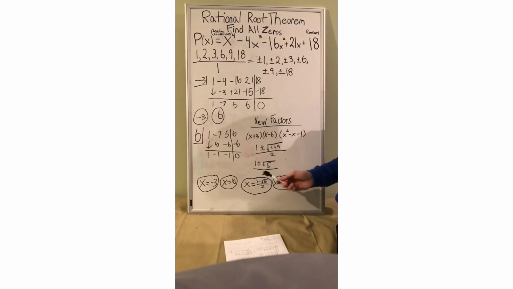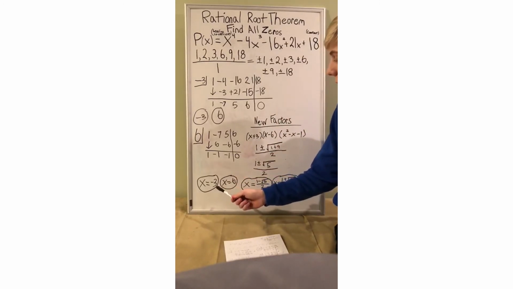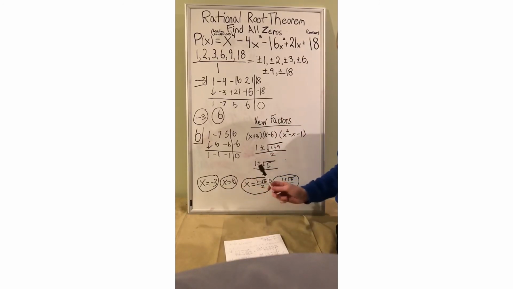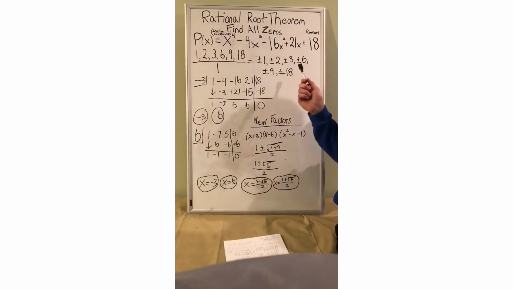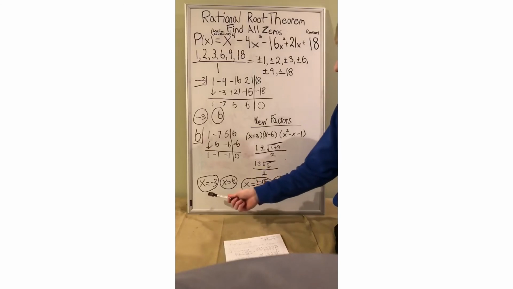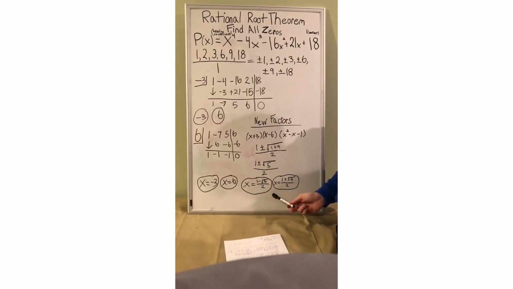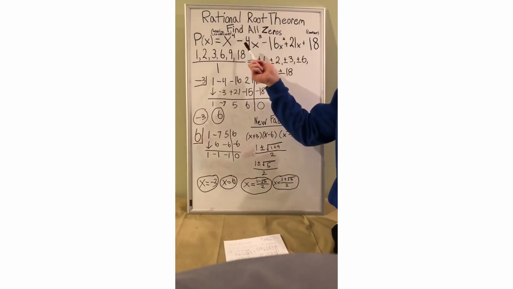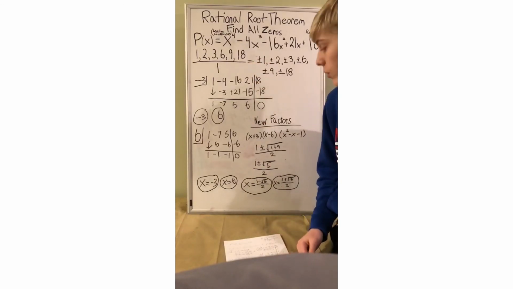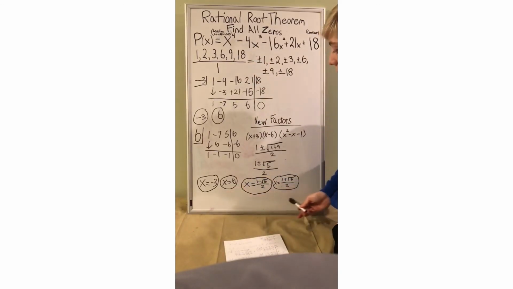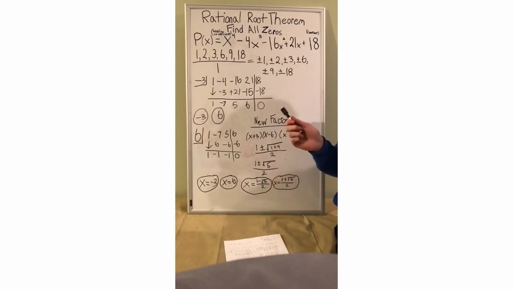So now when you factor all of that out, you get your zeros to be x equals negative 3, x equals 6, x equals 1 minus the square root of 5 over 2, and x equals 1 plus the square root of 5 over 2. And now to check all of these, you just plug it right back into the equation. And the reason I got 4 answers and 4 zeros is because the leading coefficient is raised to the power of 4, which means you will have 4 factors that equal out to 0. So that is how to find all zeros using the rational root theorem.